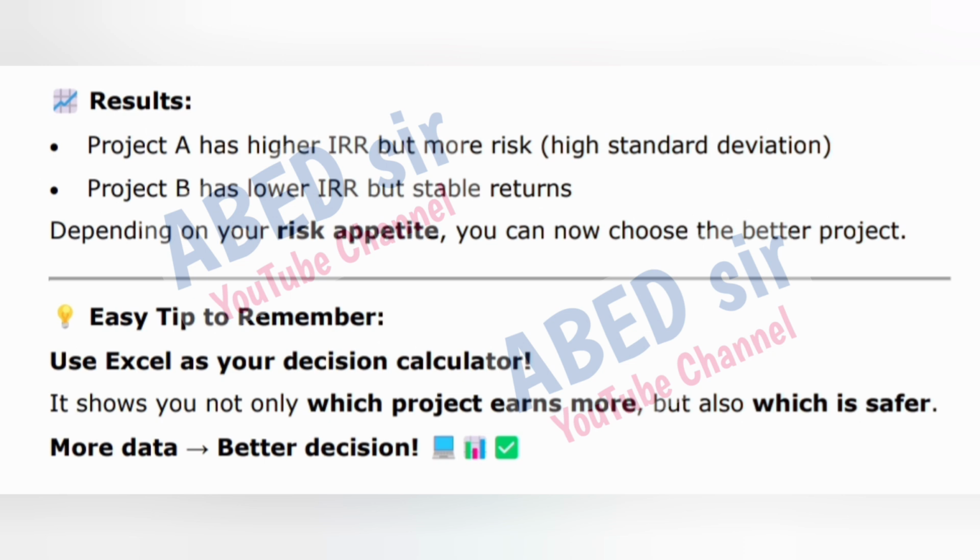Results. Project A has higher IRR but more risk, high standard deviation. Project B has lower IRR but stable returns. Depending on your risk appetite, you can now choose the better project. Easy tip to remember. Use Excel as your decision calculator. It shows you not only which project earns more, but also which is safer. More data, better decision.